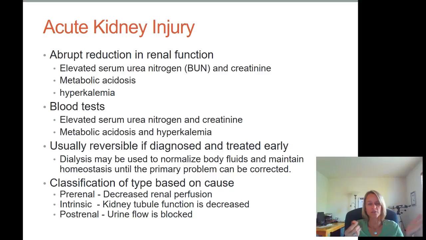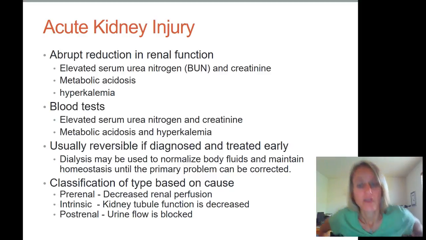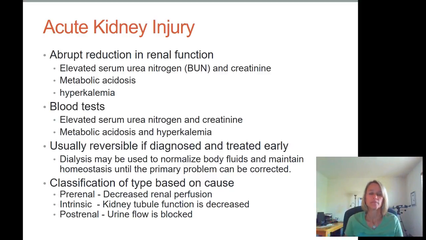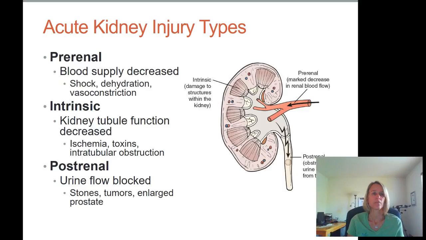Dialysis might be used in order to help the patient get over the primary problem. So dialysis will function as a replacement for the kidneys during that time. The classification of acute kidney injury is based on cause. Pre-renal causes, we have decreased renal perfusion. Intrinsic causes is within the kidney, when we have decreased tubule function. And post-renal is when the urine flow is blocked, leaving the kidney.